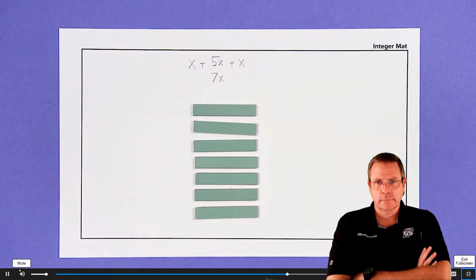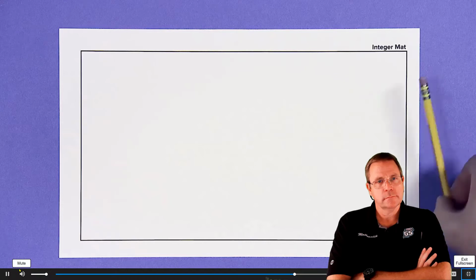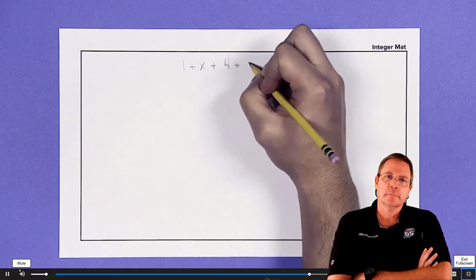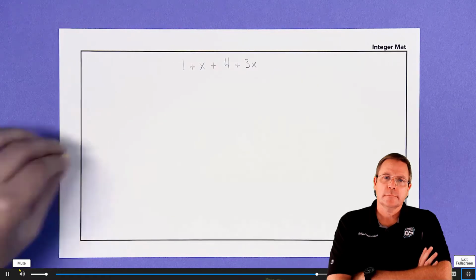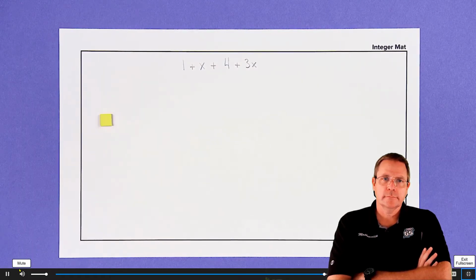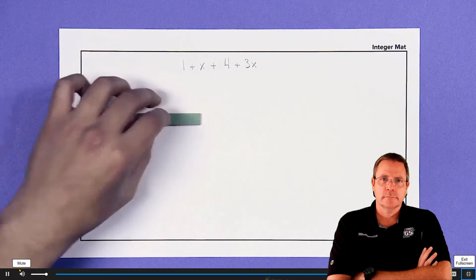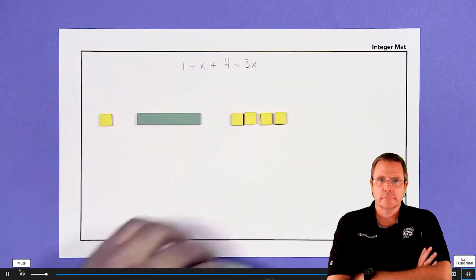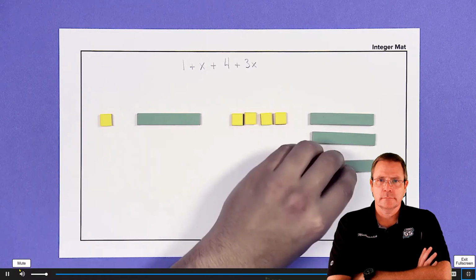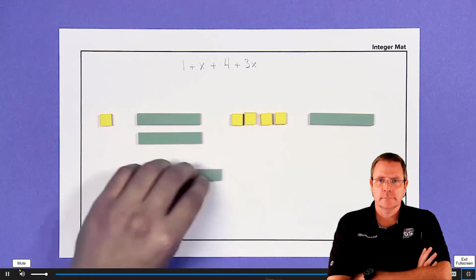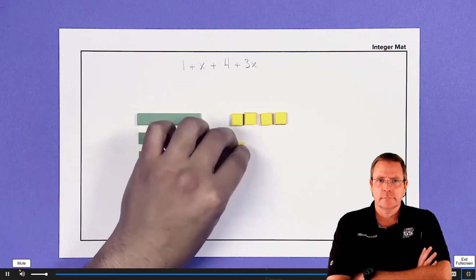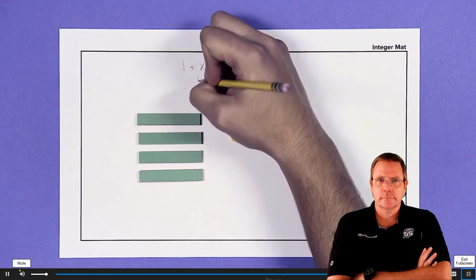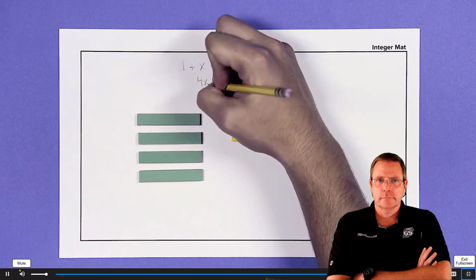Now, simplify the expression 1 plus x plus 4 plus 3x. To model the expression, place a 1 tile, an x tile, 4 more 1 tiles, and then 3 more x tiles on the mat. Combine like tiles. Place the x tiles together and the 1 tiles together. There are 4 x tiles and 5 1 tiles. Simplified, the expression is 4x plus 5.